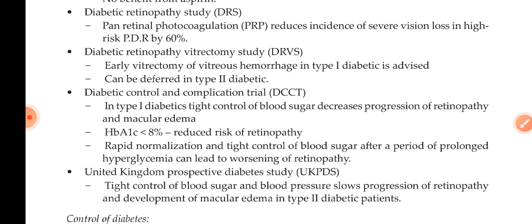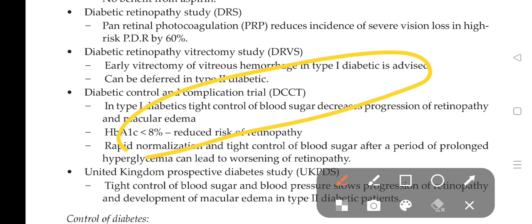Rapid normalization and tight control of blood sugar after a period of prolonged hyperglycemia can lead to worsening of the retinopathy. Okay, if a person has a high blood sugar for a prolonged period of time, when you suddenly decrease that blood sugar, more retinopathy is seen.